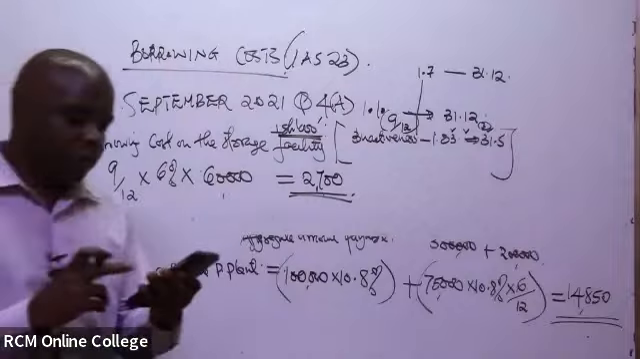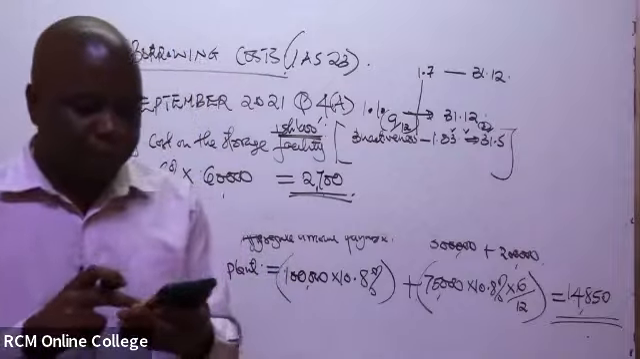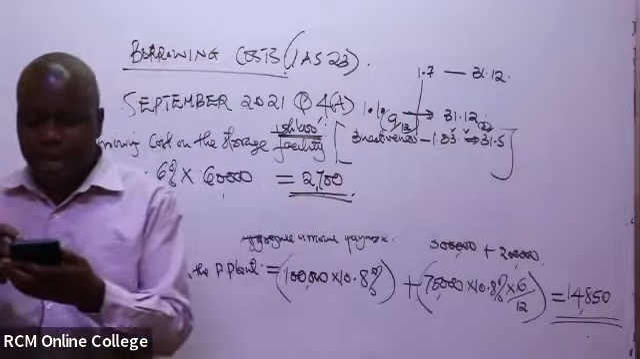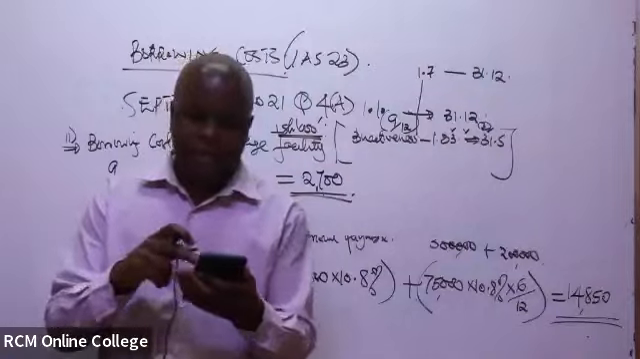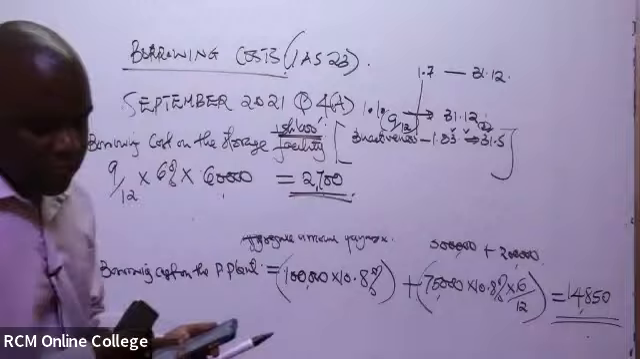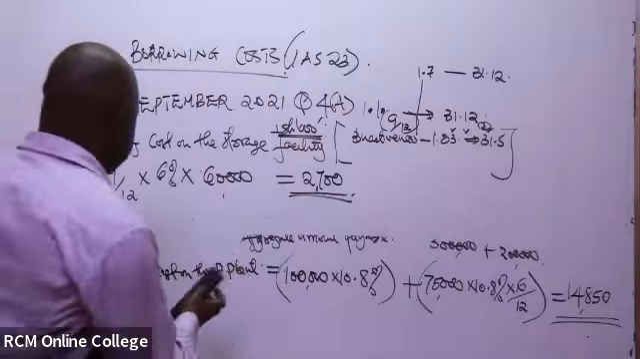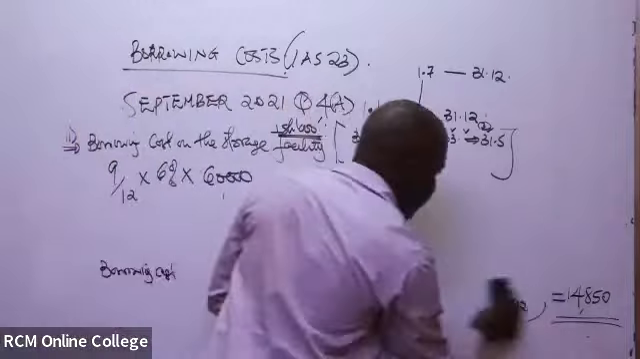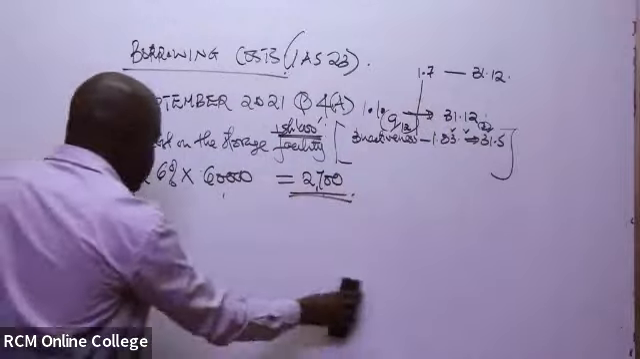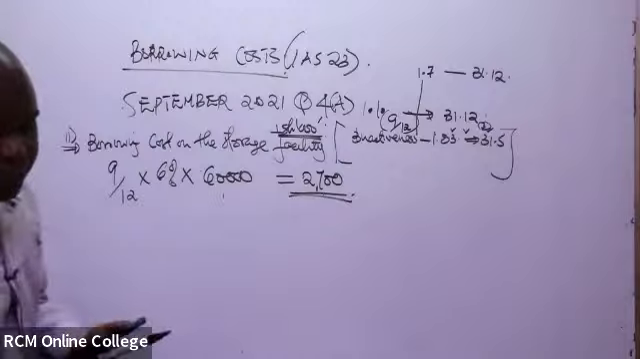So the second part of the question: the value of the assets in the books of Darubini Limited as of 31st December 2021. So the value of the assets by the end of the year.